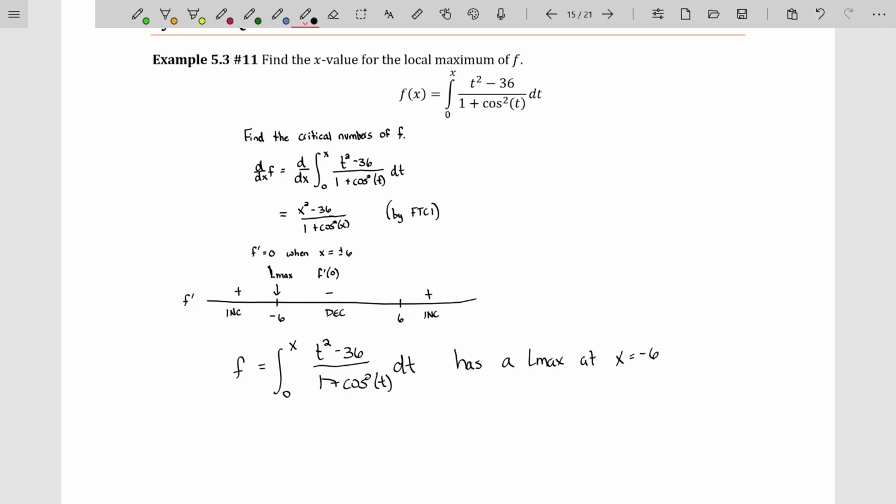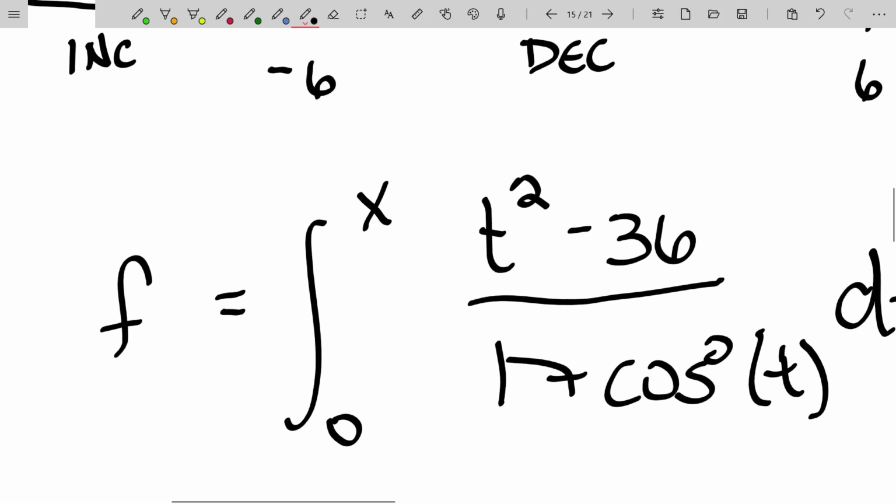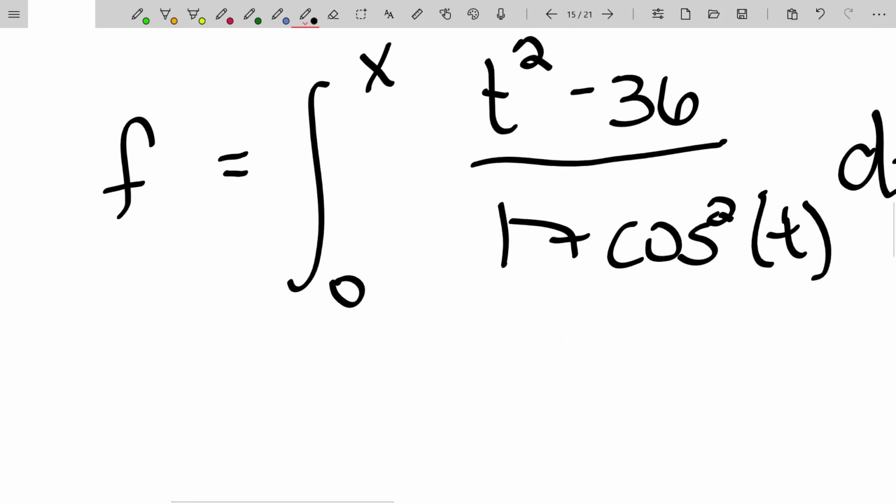Now you may look at that and go, wait a second, but that's counting backwards, because if I plug a -6 in for x, I'm going from 0 to -6. That's the wrong direction. That's still okay. We can totally do that. You can always flip the signs of integration.